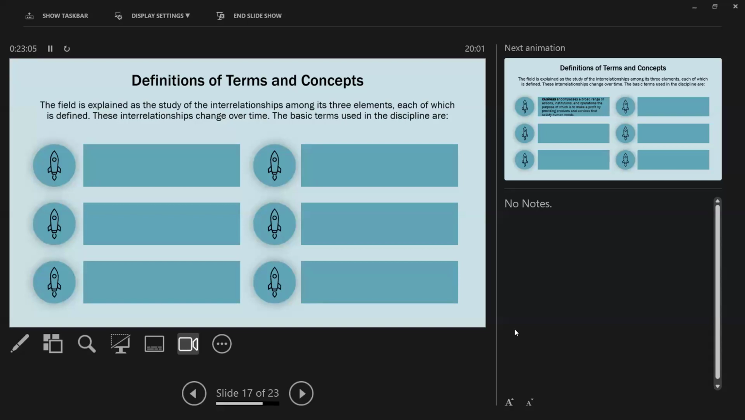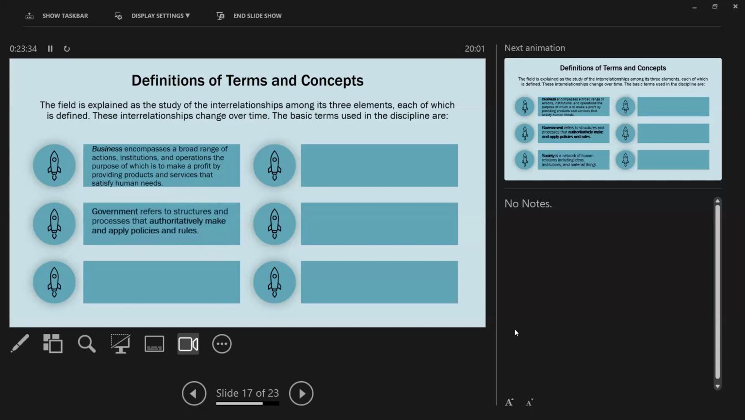So now let's look at the definition of terms that I used in this module here. This field that we're talking about, business and society, is explained as the study of the interrelationships among three elements. So obviously, three elements: business, government, and society. These interrelations change over time. But generally, they are basic terms that are used in this discipline.